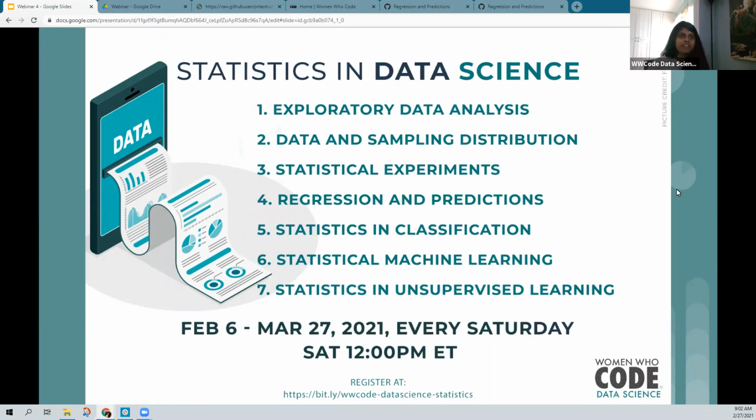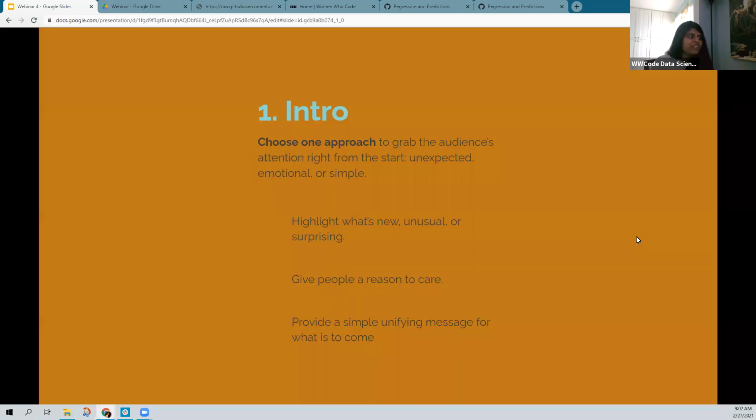We'll be starting to focus on machine learning and how statistics is important for machine learning. And today our focus is going to be on regression and predictions. I'm super excited. I hope you are too.